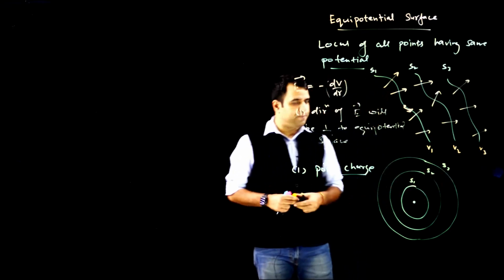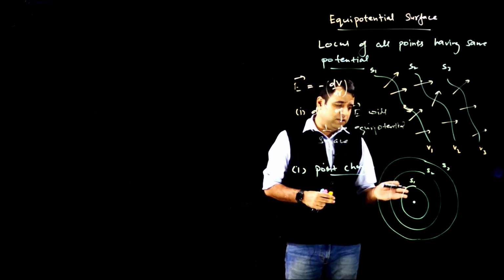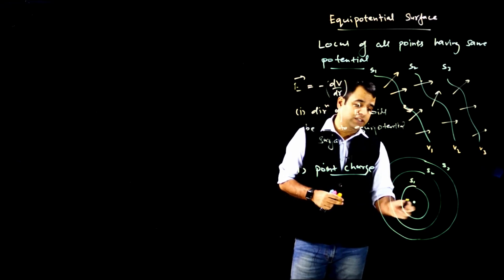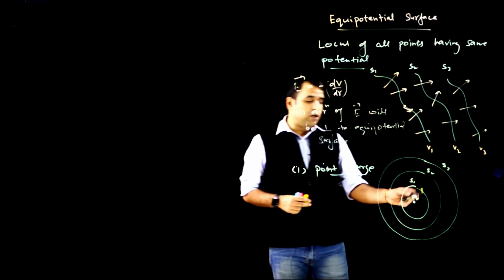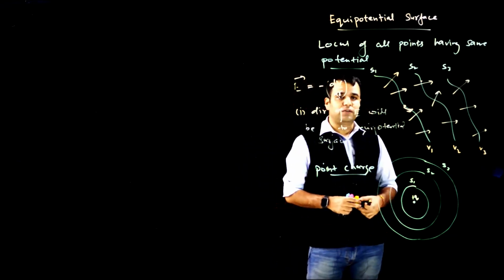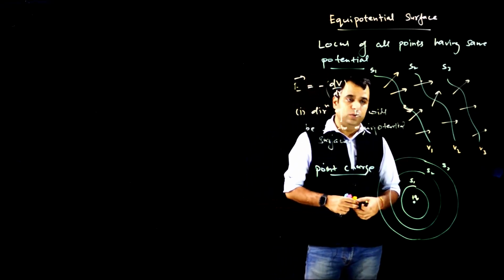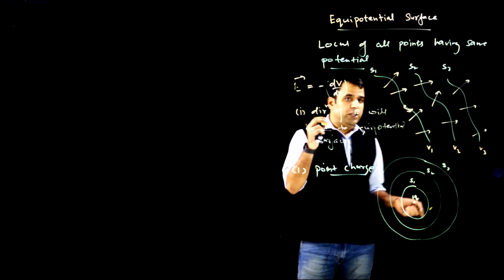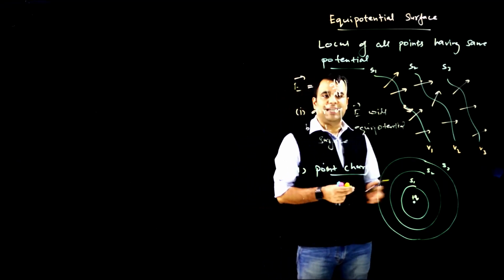Now why is that? If this point is at the center of that surface, then all the points on this surface are symmetric with respect to this charge. If let's say a plus Q charge is there, then all the points on S1 are symmetrical with respect to the charge. Similarly, all the points on S2 as well as S3 are symmetrical with respect to the charge. So if you replace those points, there will be no change in the structure.